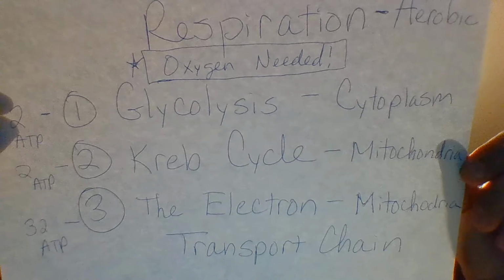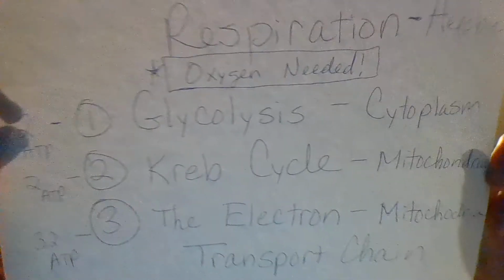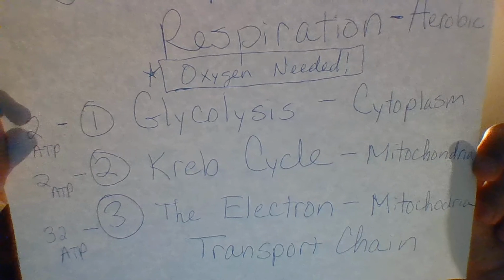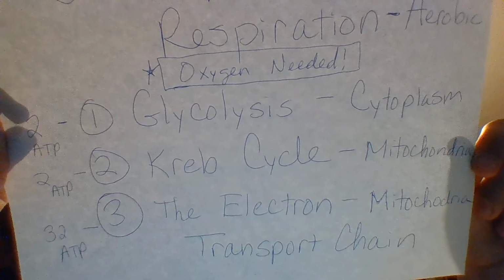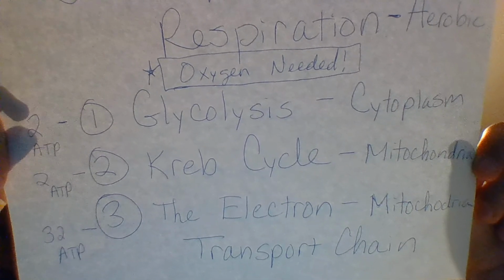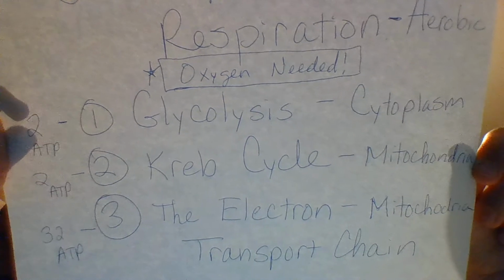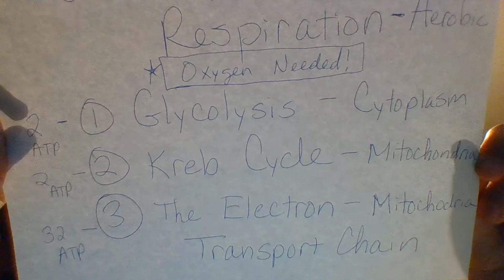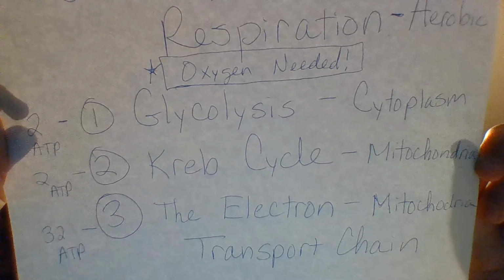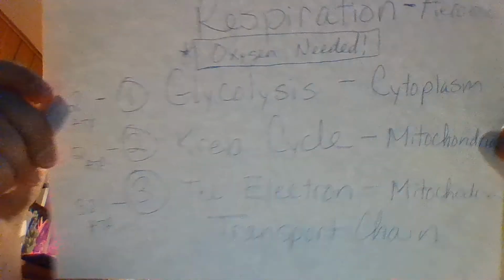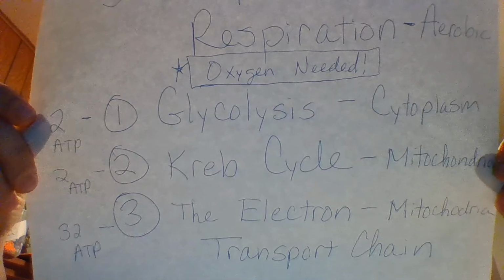Next, we have the Krebs cycle. You can see my PowerPoint for that explanation of what the Krebs cycle is. So both glycolysis and Krebs cycle are each going to make 2 ATP. And then finally, you've got the electron transport chain, which is in the mitochondria, and that's going to make about 32 ATP. All of these ATP estimates are just that, they're estimates.